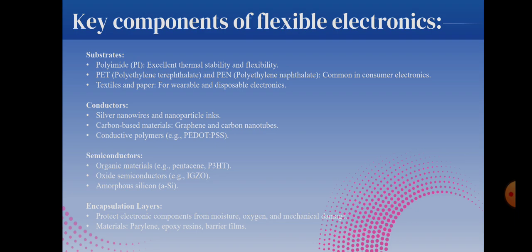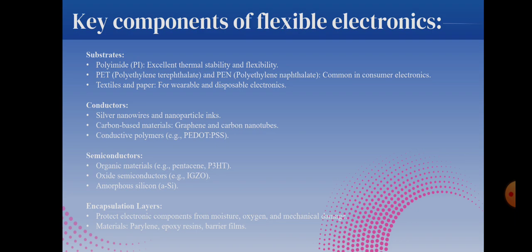Second one is conductors. These materials carry the electric current. Silver nanowires and nanoparticle inks are used for high conductivity. Carbon-based materials such as graphene and carbon nanotubes provide both flexibility and electrical performance. Conductive polymers like PEDOT:PSS are also used.